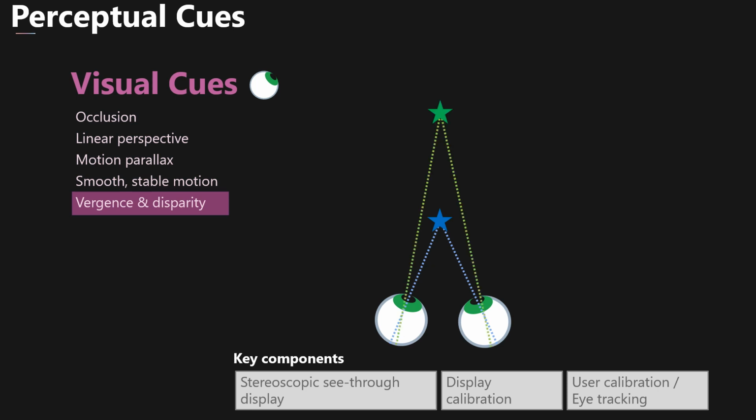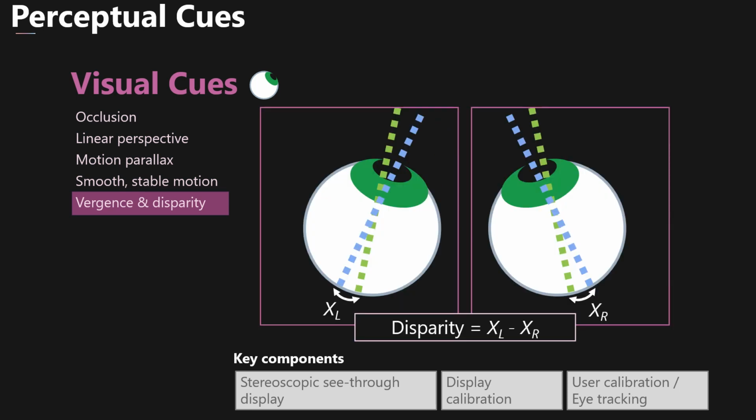So that was vergence. Meanwhile, disparity refers to the differences in the retinal projections of a scene due to the eyes being offset from each other. For instance, in this case, while the eyes are fixated on the blue star, the green star projects to the right of the blue star in the left eye and to the left of the blue star in the right eye. The difference between those projected positions between the two eyes is a disparity associated with that object.